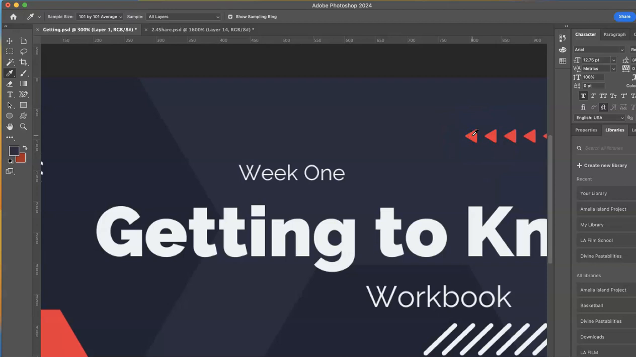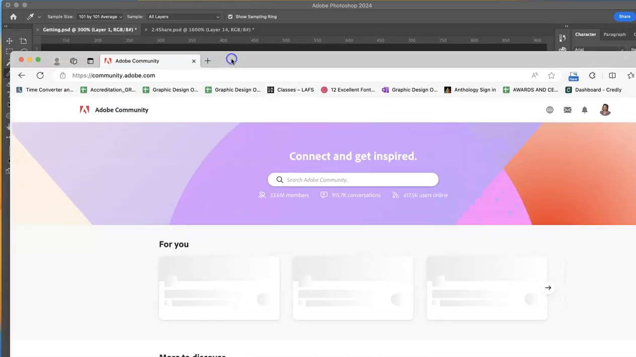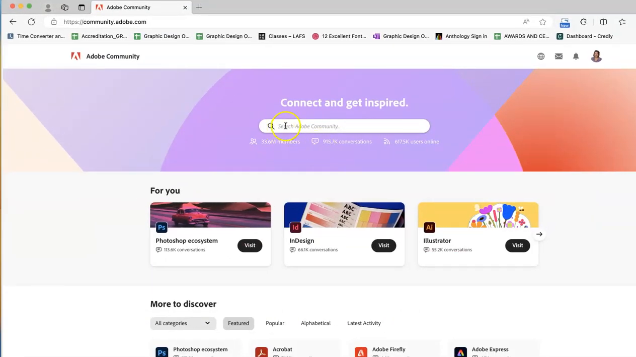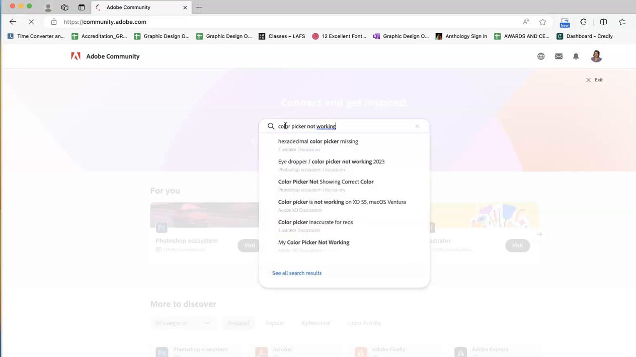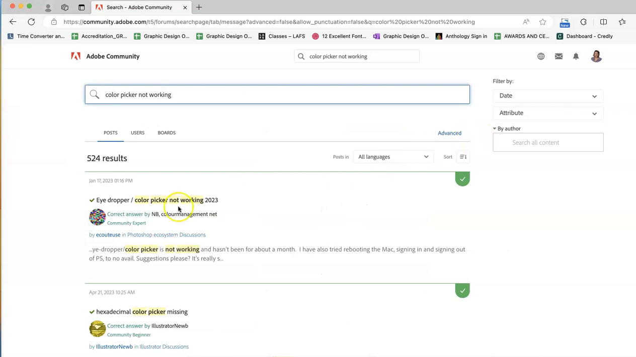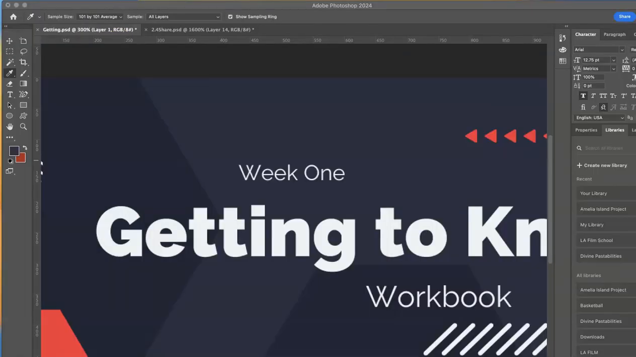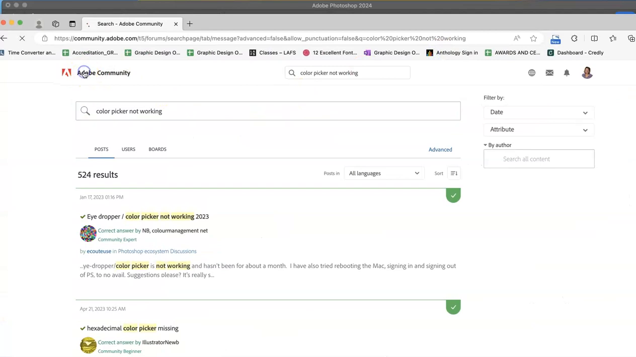So I went online, and a good resource if you ever have any problems is to go to the Adobe community. And in here, you can search like, color picker not working, is what I kind of did. I kind of Googled it first. And sure enough, someone else had the same problem, and that's how I figured out the solution.